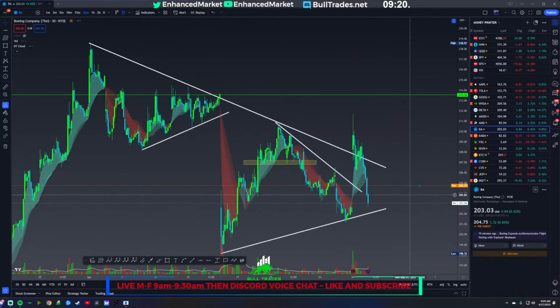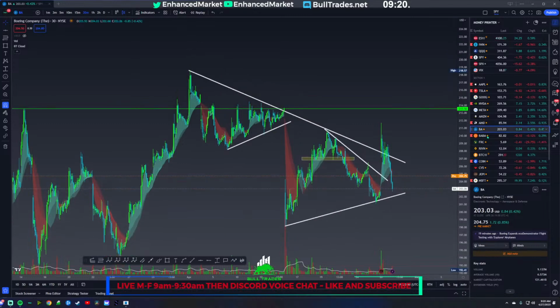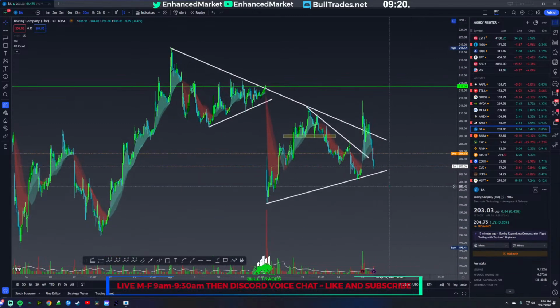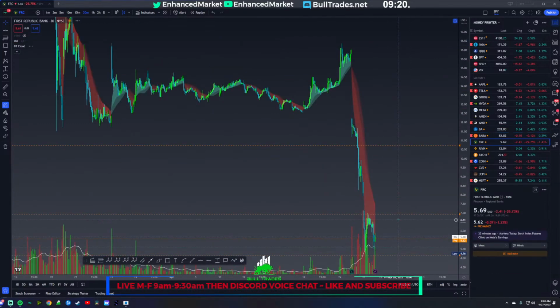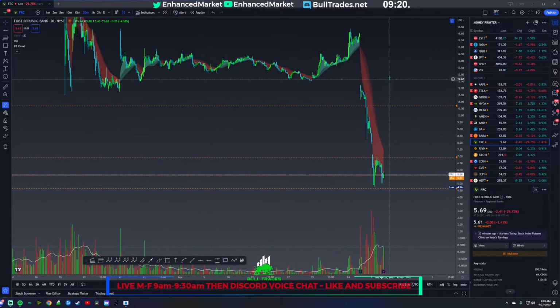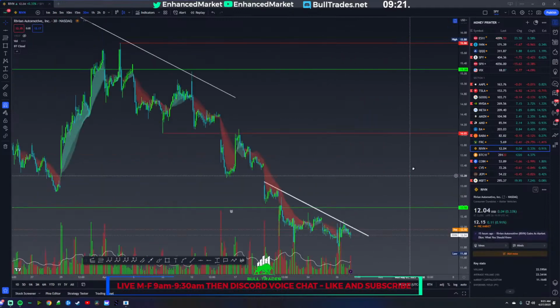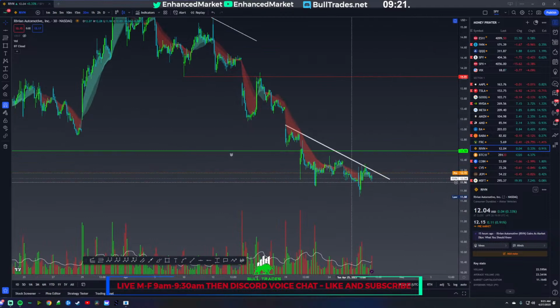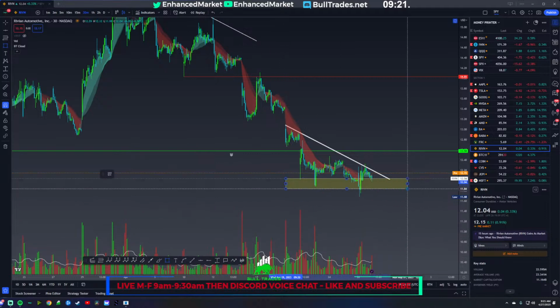Can I chart Netflix? Yep. Give me a second. I'm just going through my list. BA, no. BABA, no. FRC is seeing incredible downside. We were at 15 or 16, and now we're at 5. Rivian kind of looks pretty decent if it can hold these lows. Kind of forming a base here.